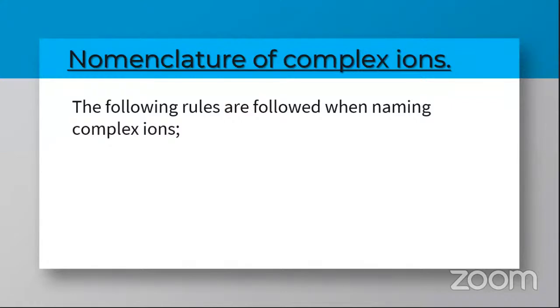I'm fine, sir. What is a coordination number? A coordination number is the number of ligands surrounding the metal ion. The number of ligands surrounding the metal ion. Okay, thank you.